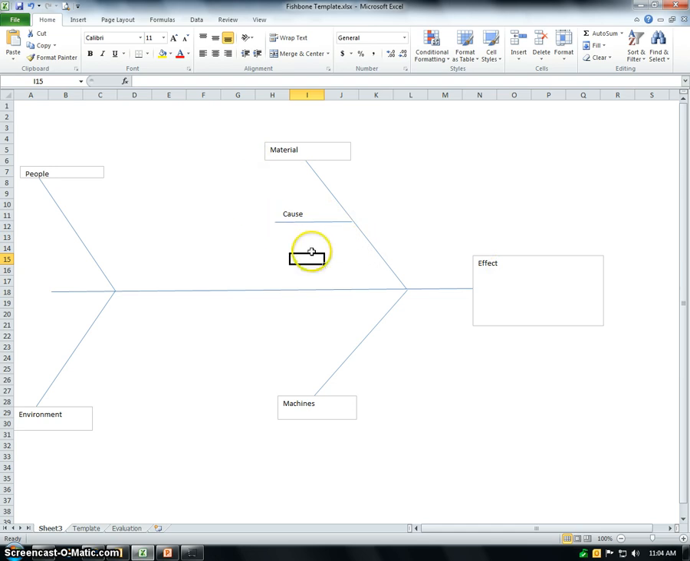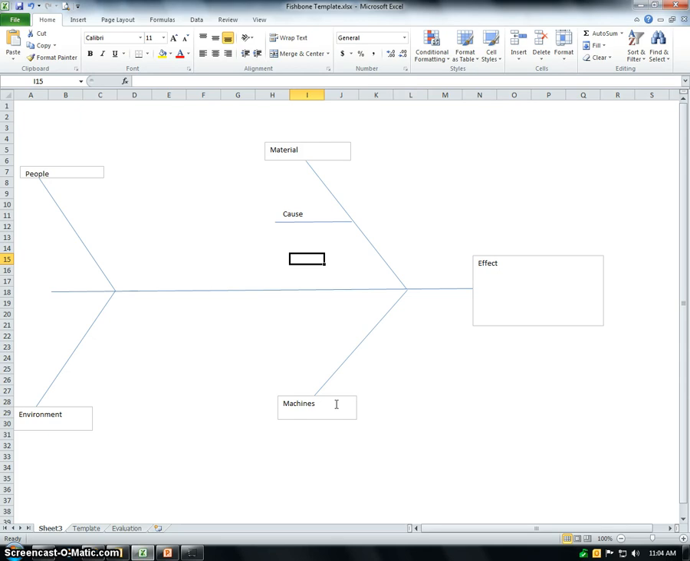And if I had more specific causes that were related to materials, then I would keep creating more and more cause lines. And then I would do the same thing with people. So we might think of 4 brainstorming exercises. One that generated a list of causes related to materials, one related to people, one related to environment, one related to machines. This is pretty common for a manufacturing environment.